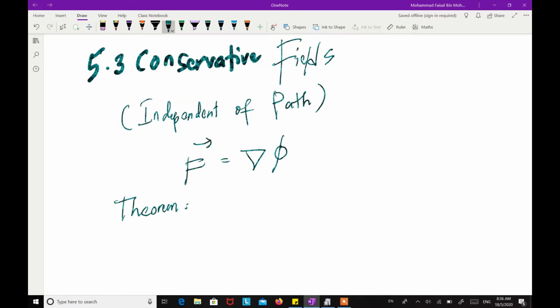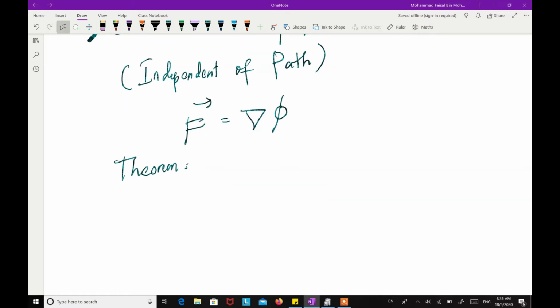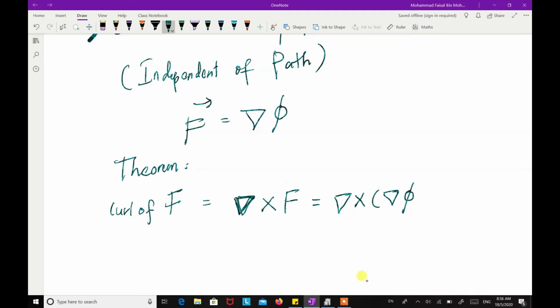So, theorem: test for conservative vector fields. The curl of F is del cross F, gradient cross F, which equals gradient cross gradient of the function, which is the zero vector.